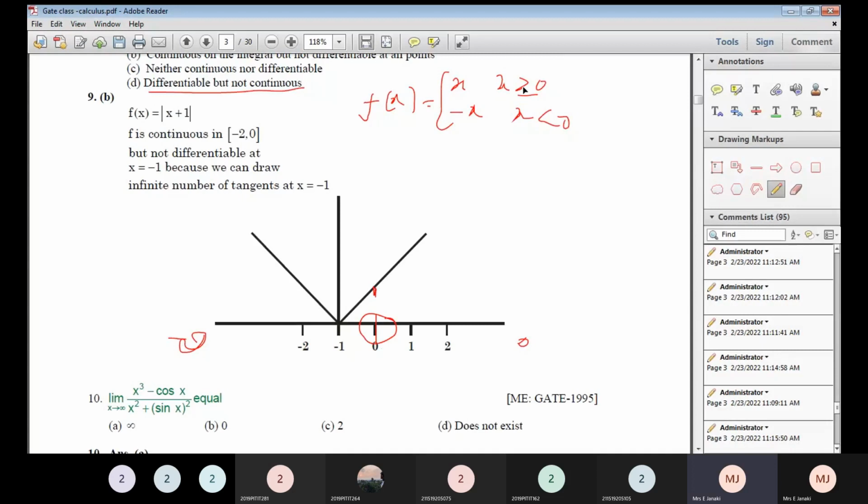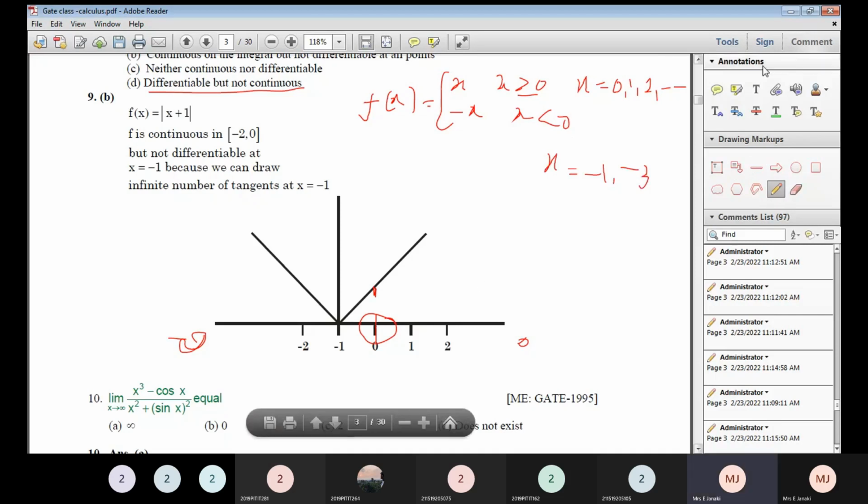And the next points for x: x greater than or equal to 0 means x takes what values? x takes the values 0, 1, 2, 3. These are the x values for x greater than or equal to 0. So if x is less than 0, then x takes the values minus 1, minus 2, etc. These are the values for x whenever x is negative. So now draw the graph for the corresponding points.